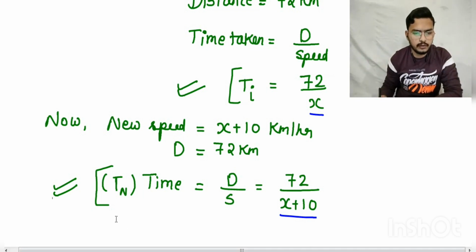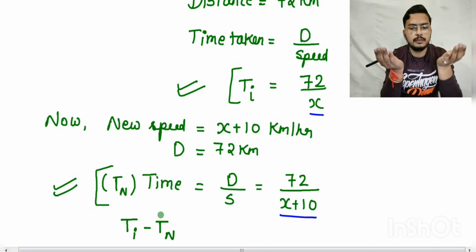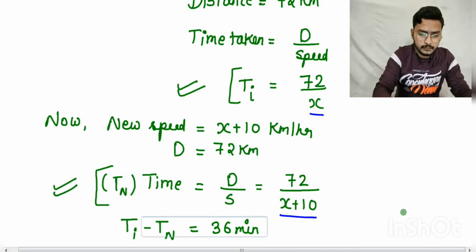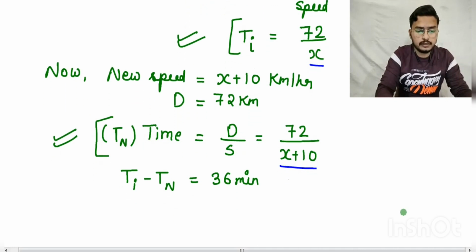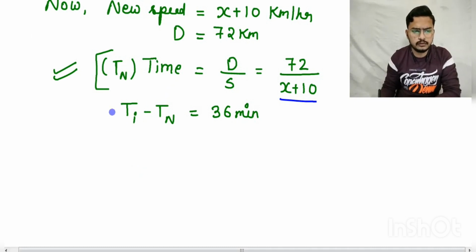So here we have to subtract the times: initial time minus new time. Why? Because the initial time is higher, since the speed is less. And the question is saying the time is reduced by 36 minutes. But you all know that we are doing this question in hours. So first, just plug in the values of ti and tn. So what is the value of ti?